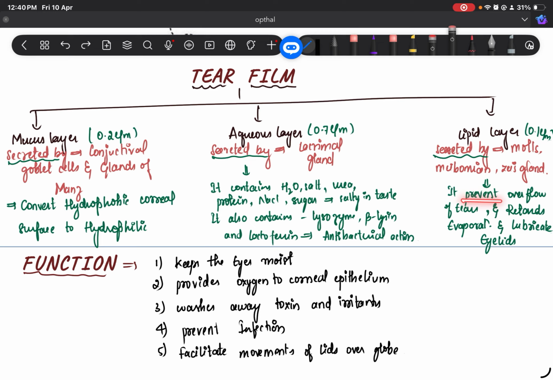Now coming to the functions of lipid layer, it prevents overflow of tears, retards evaporation, and lubricates the eyelids for the movement. Now coming to the functions of tear film, keeps the eye moist, provides oxygen to the corneal epithelium, washes away toxins and irritants, prevents infection as it is having antibacterial action, and facilitates movements of eyelids over the globe.